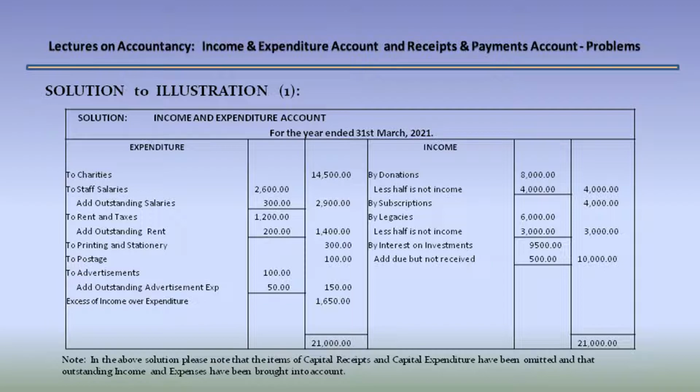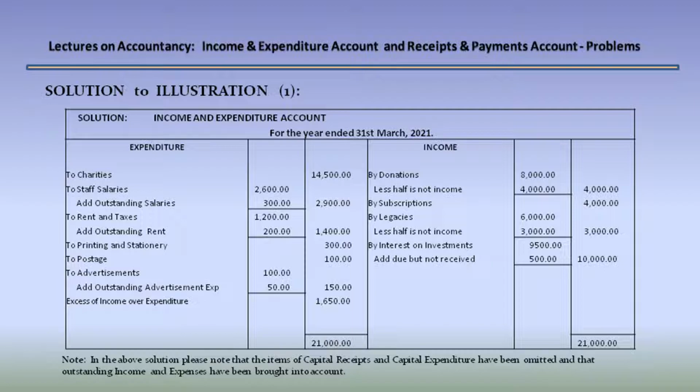On the expenditure side, to charities 14,500, to staff salaries from the receipts and payments account 2,600. From the adjustments, outstanding salaries we have to add to this figure, and the total comes to 2,900 for salaries in the outer column. To rent and taxes 1,200 from the receipts and payments account, and add outstanding, not yet paid, 200, totaling 1,400 in the outer column.